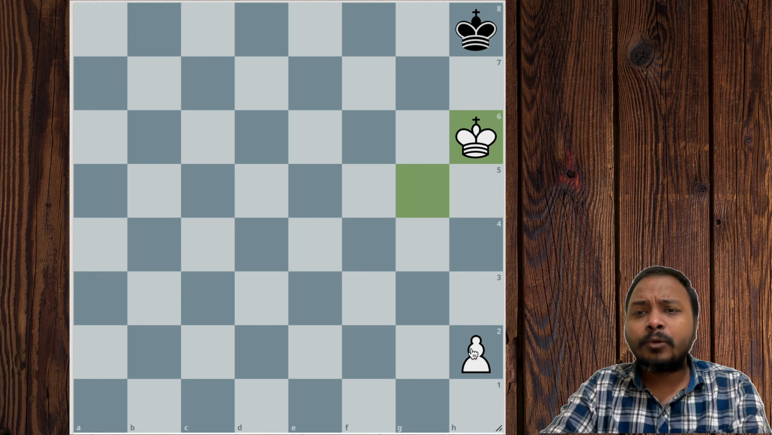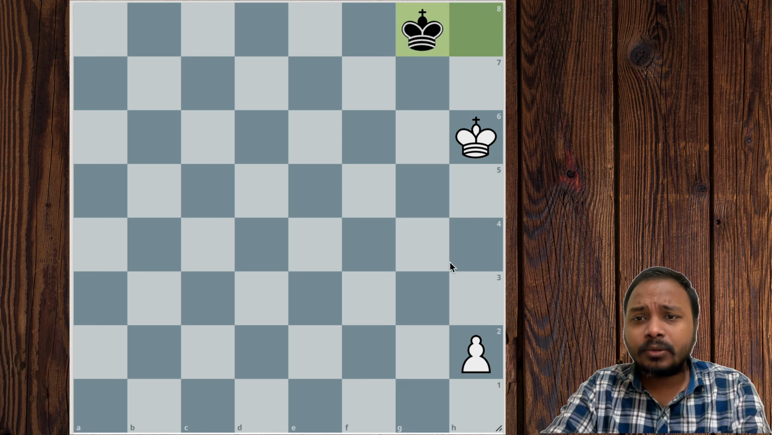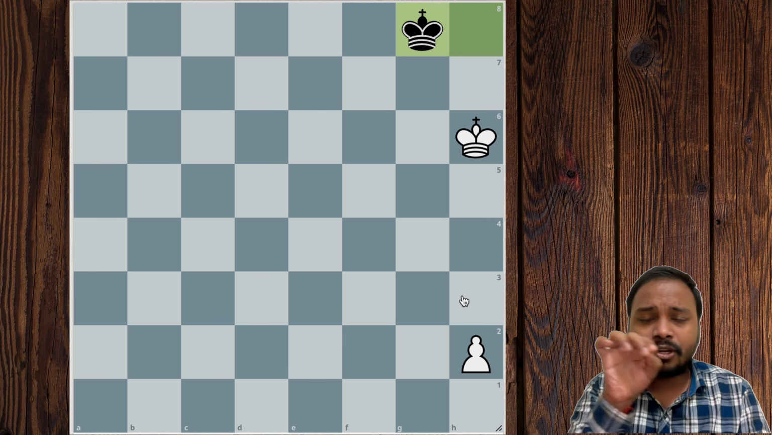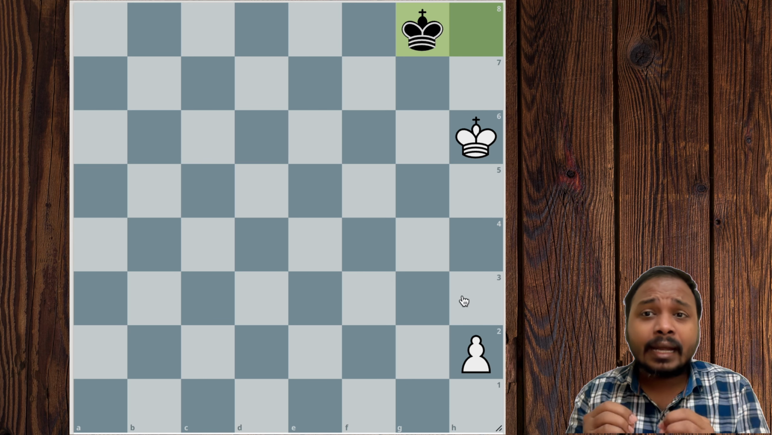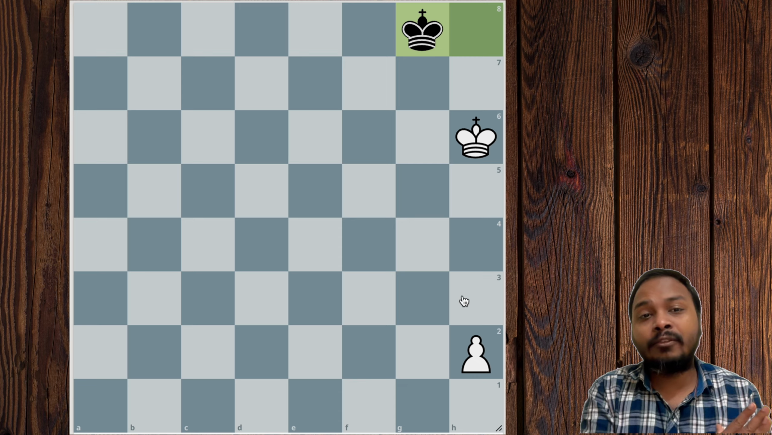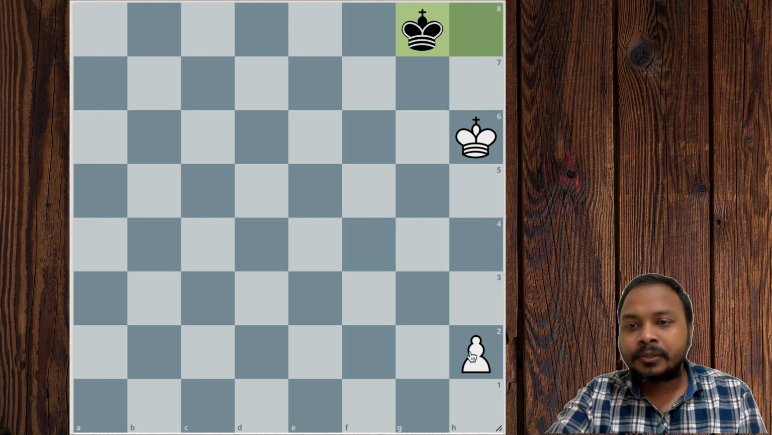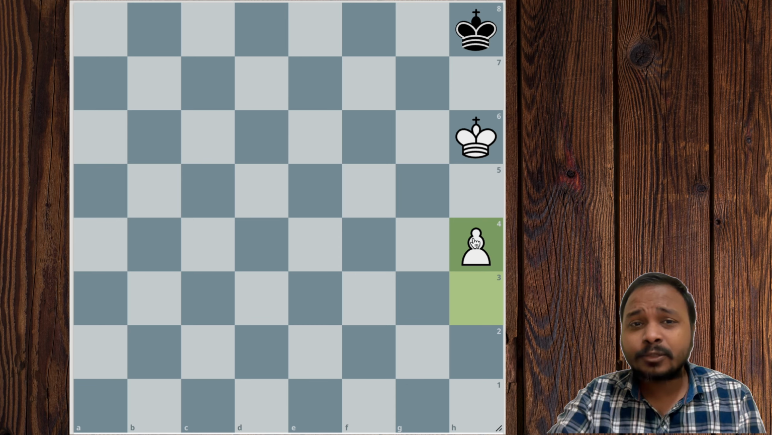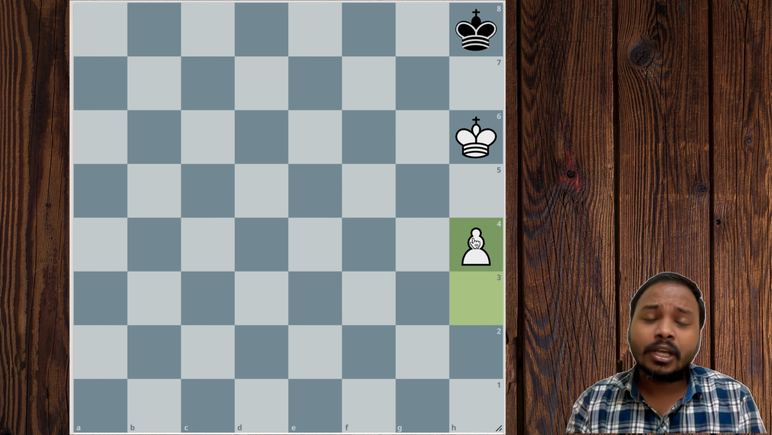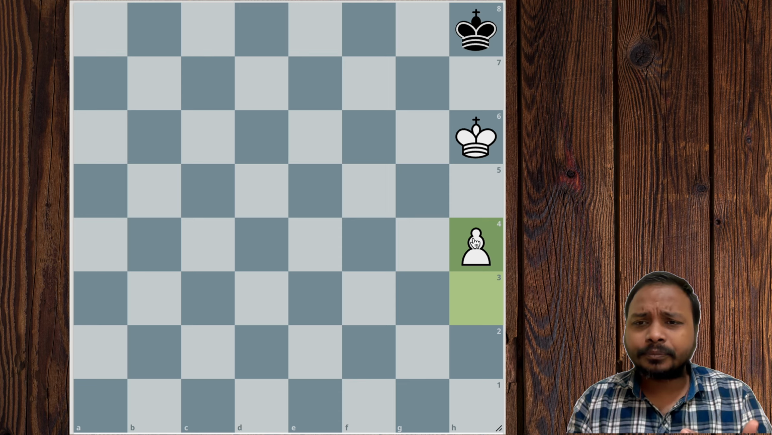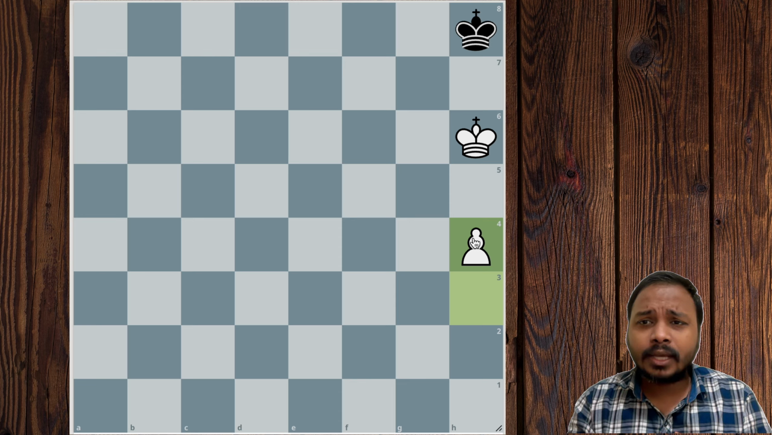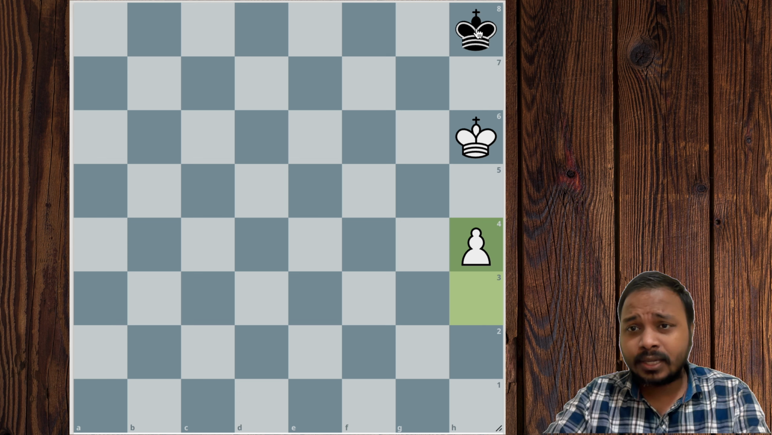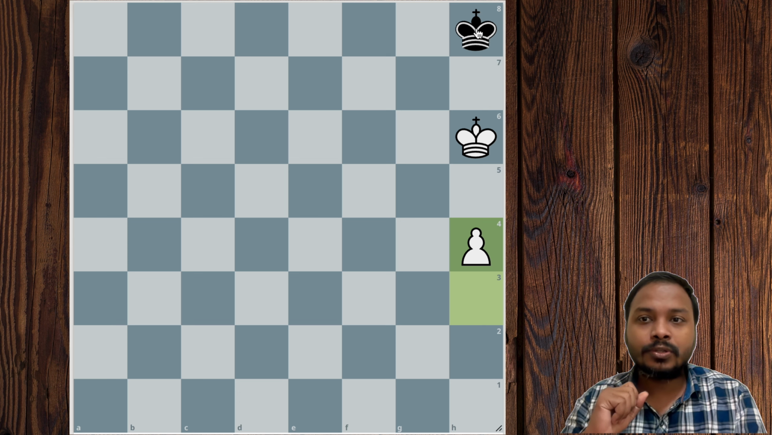So if the pawn moves, the king will simply move g8, h8, g8, h8, and white cannot remove the king from there. It doesn't matter whatever the move is, he will just move g8, h8. So a simple thumb rule: if there is a rook pawn and the opponent is controlling the promotional square, as you can see the black king is controlling the promotional square, then it's a draw.